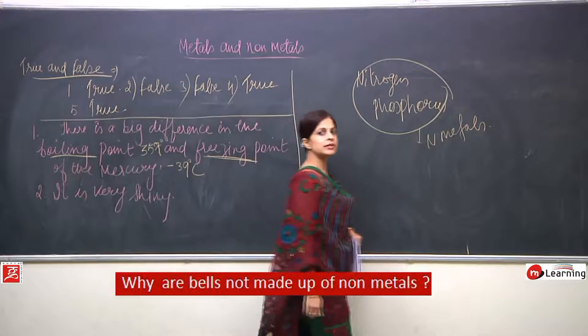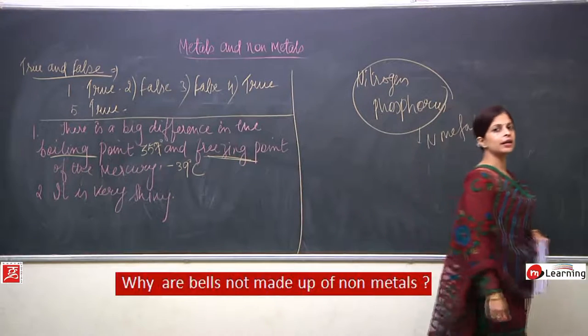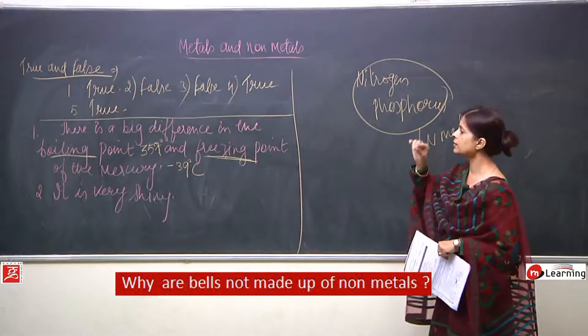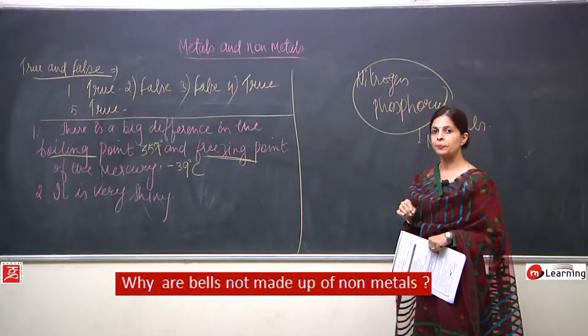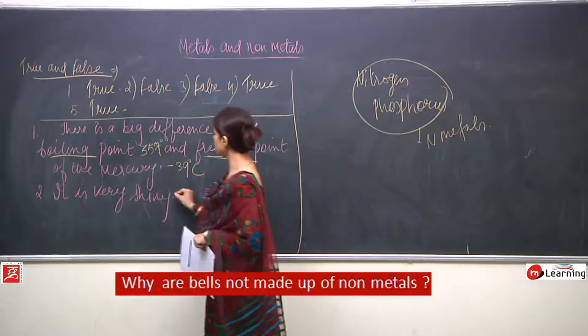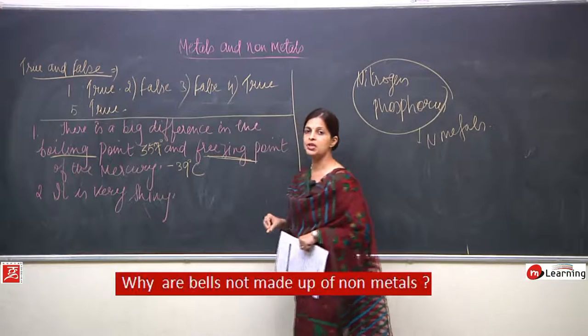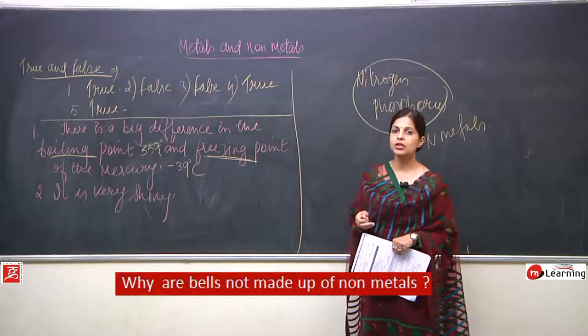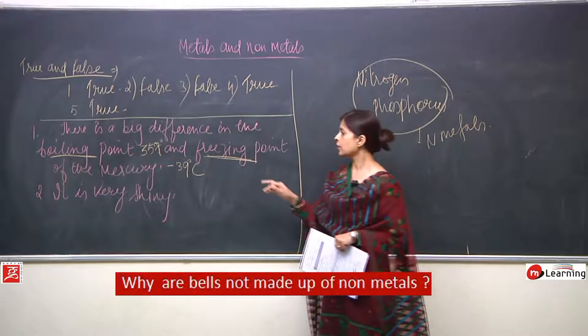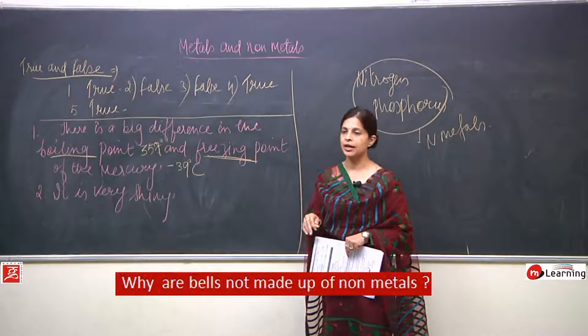See, when you try to see the thermometer, you will find a silverish color line, which helps you to see the temperature. If it's not shiny, then what is the use of using it when we are not able to see it? So it is very, very shiny.